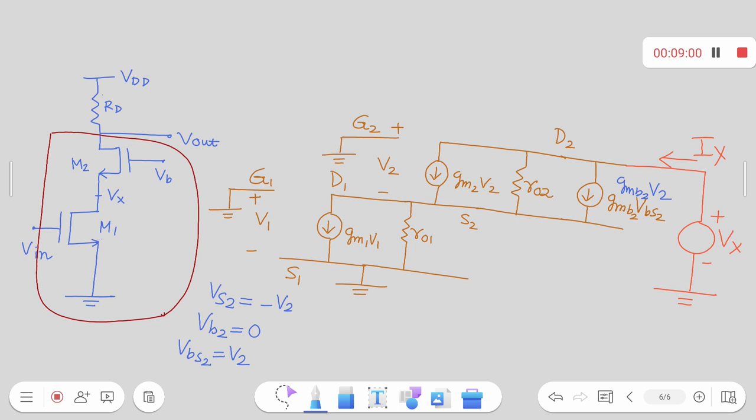So now you have to identify. The total current flowing through this combination is Ix, and it has three components. One is GM2 V2, second is GMB2 V2, and the third current is flowing through RO2. So what is the current flowing through RO2? If I call that current I2, then I2 is Ix minus GM2 V2 minus GMB2 V2, right?